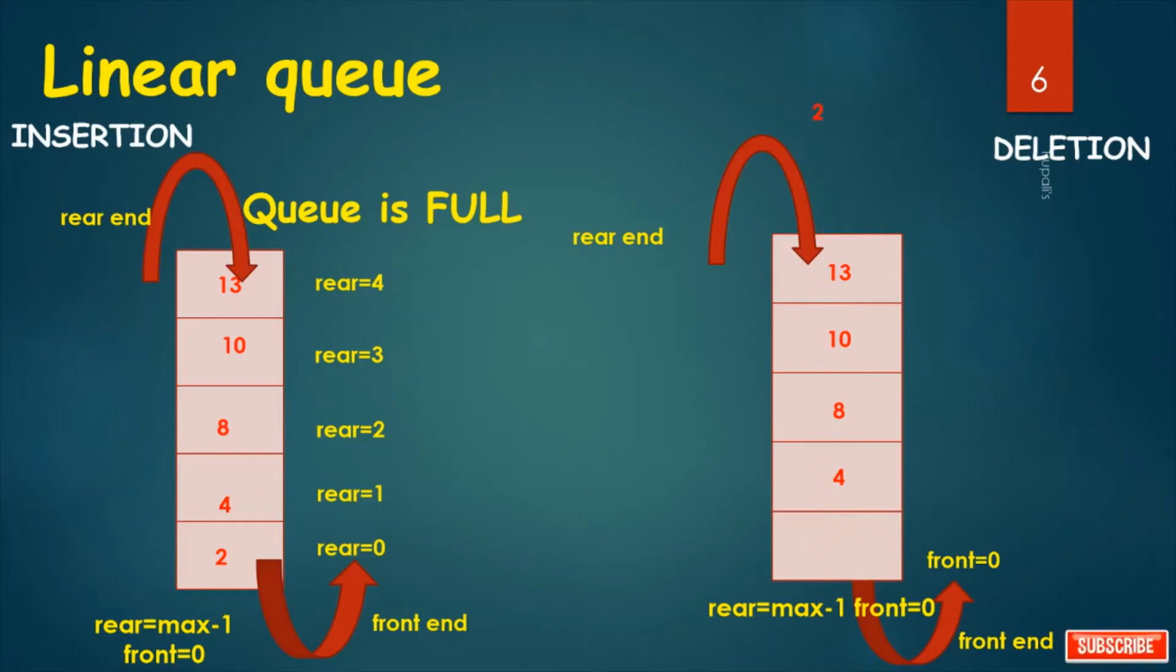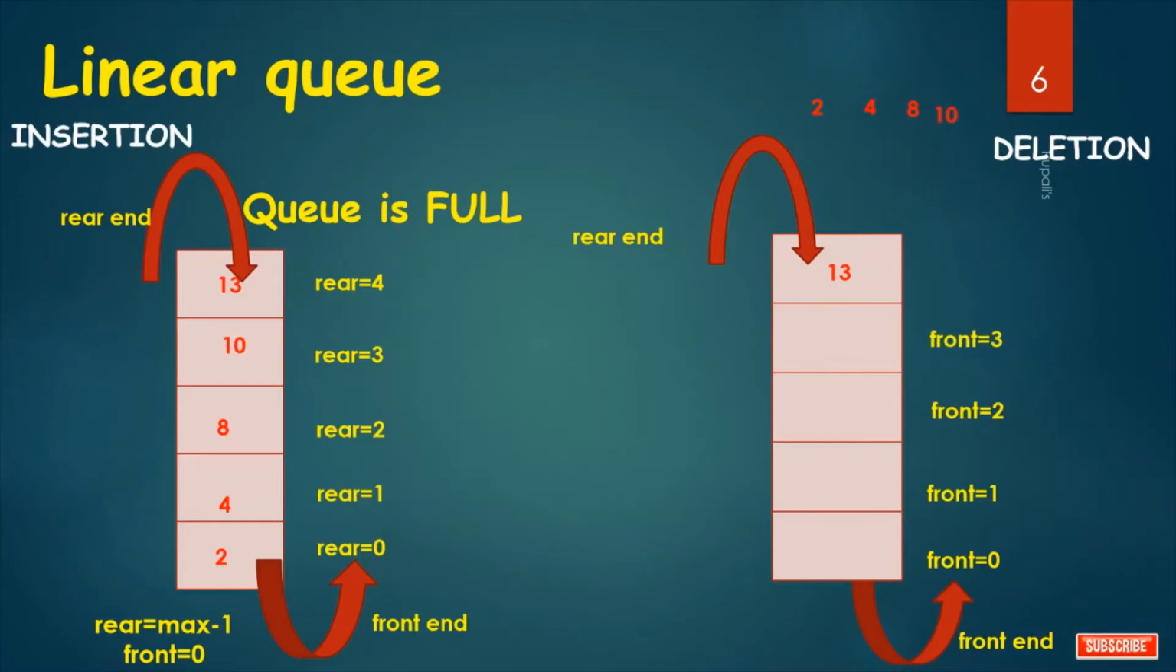So delete 2, then you have to increase front. Okay. Again delete 4, increase front. Delete 8, increase front. Delete 10, increase front. Delete 13.